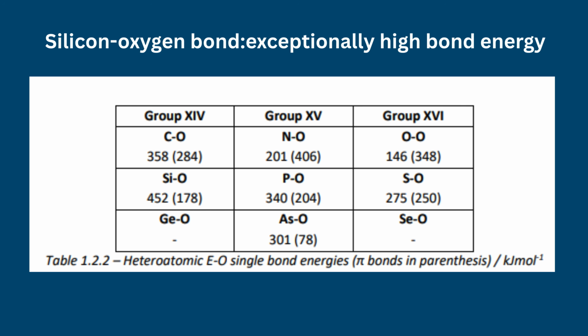Unlike carbon-carbon polymer backbones, the silicon-oxygen bond possesses exceptionally high bond energy, approximately 452 kilojoules per mole, providing outstanding thermal stability and oxidation resistance. Meanwhile, the long Si-O bond length and flexible bond angle impart remarkable molecular mobility, resulting in low glass transition temperatures and excellent elasticity.